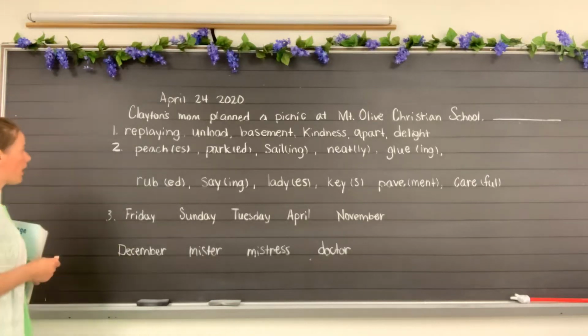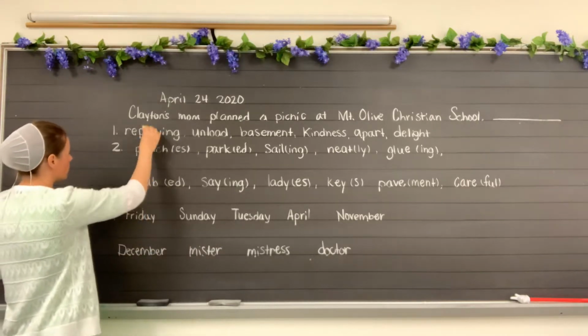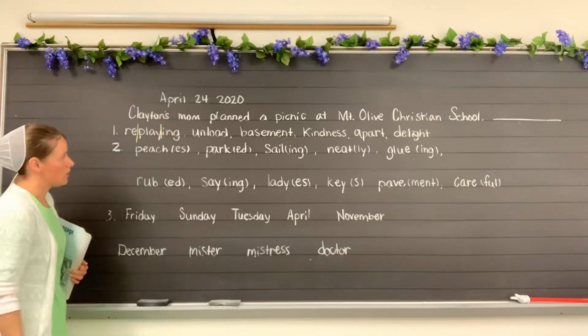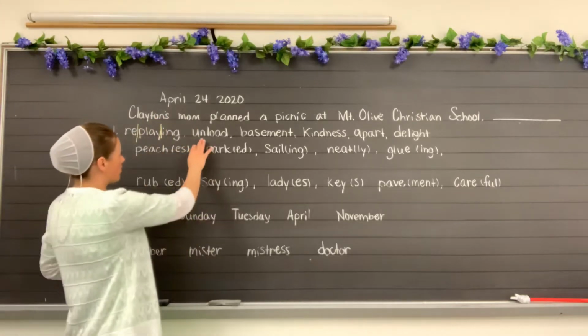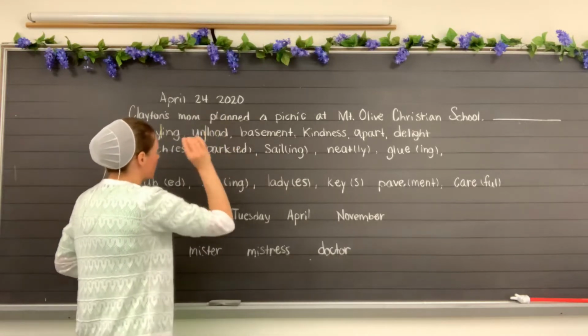So we have replay. First find the root word. Play is the root word, and re would be a prefix, and ing is the suffix. Okay, here we have unload. Load is the root word, un is the prefix.